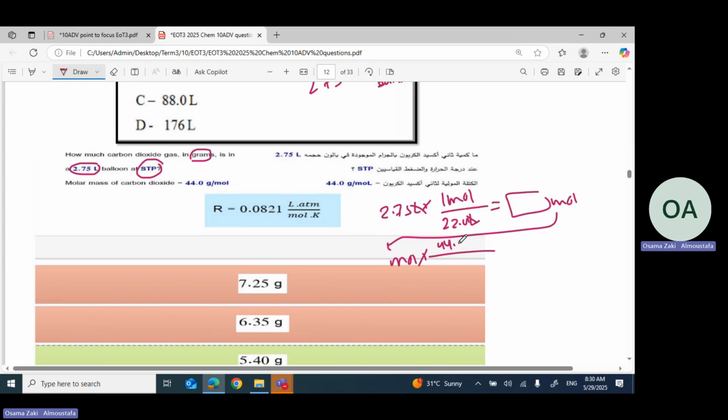44.0 grams over 1 mole. You can cancel out the mole. Okay, so this is the strategy to solve the question, or you can use the formulas.